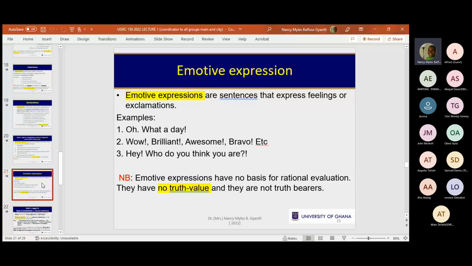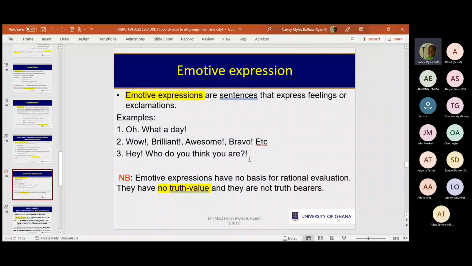Then finally, the final one is what? Emotive expression. Like when I say, hey, who do you think you are? I don't expect you to say, oh, I'm a child of God. I'm not looking for information. Sometimes it's even explicit, who the hell do you think you are? With a question mark. Be careful not to interpret that as a question and be looking for an answer to give.